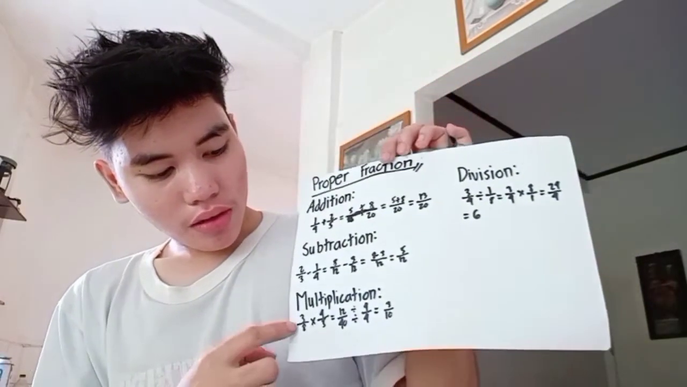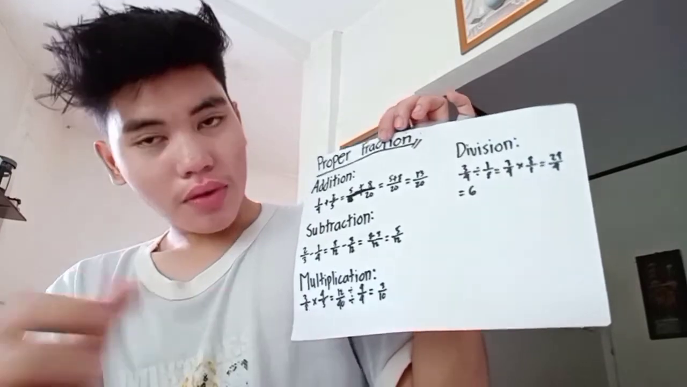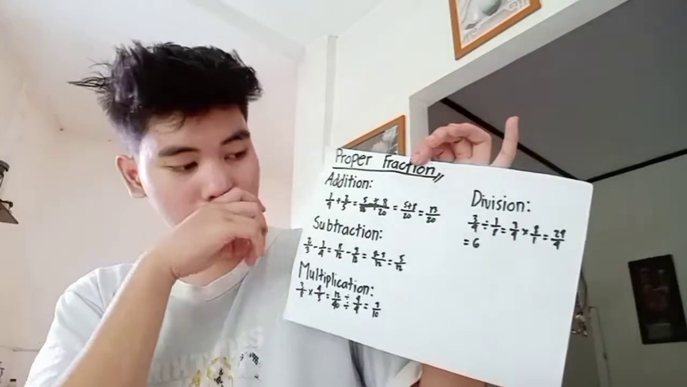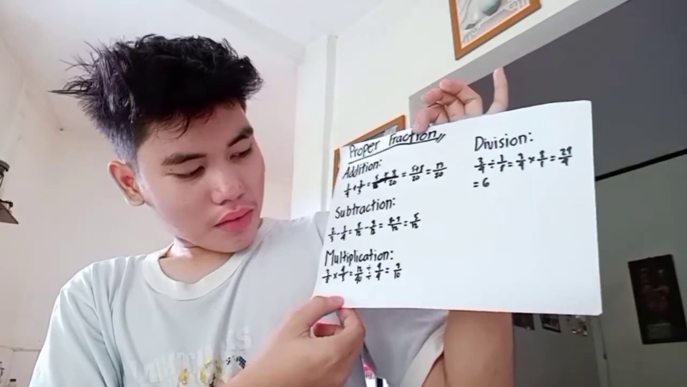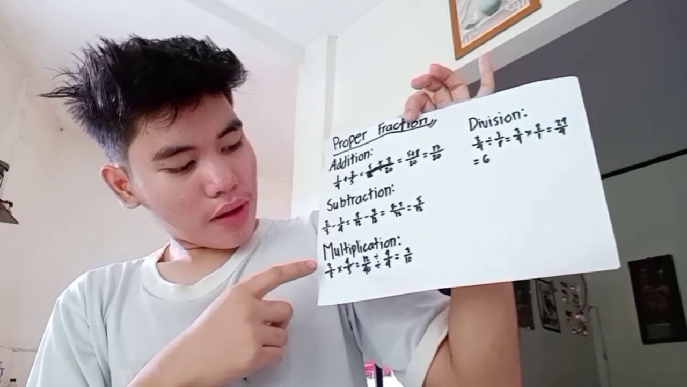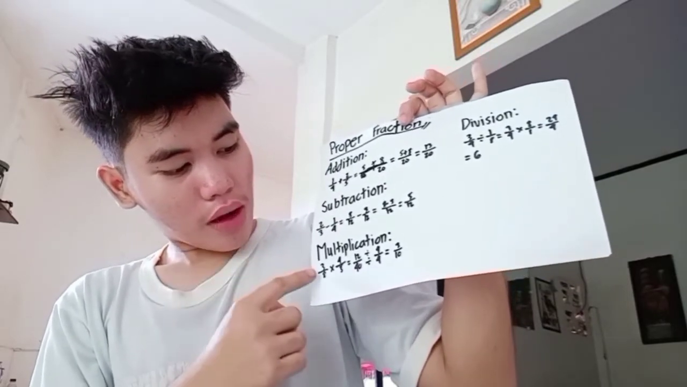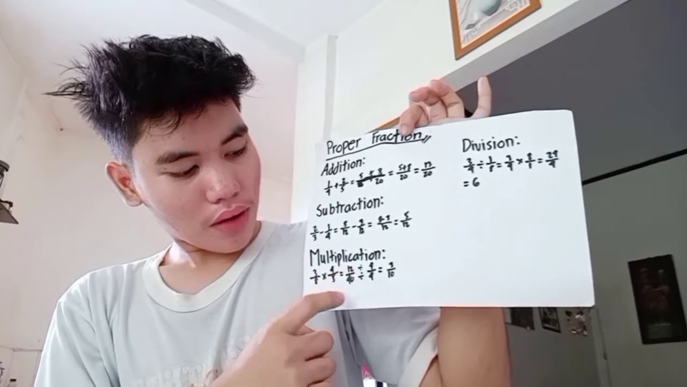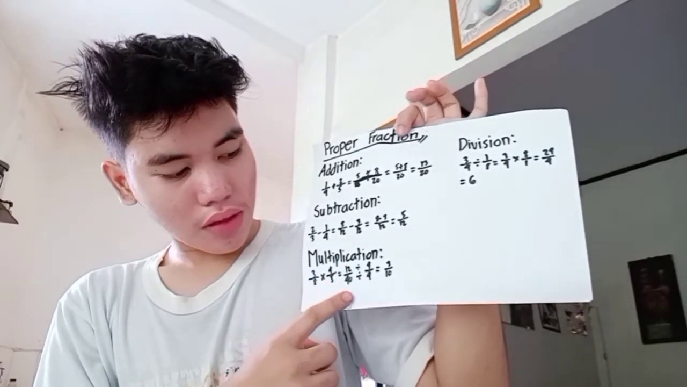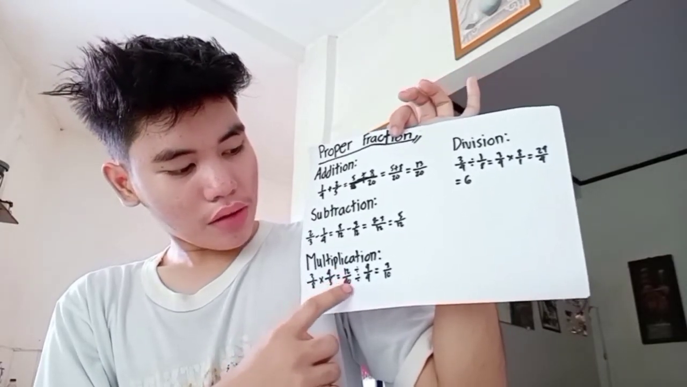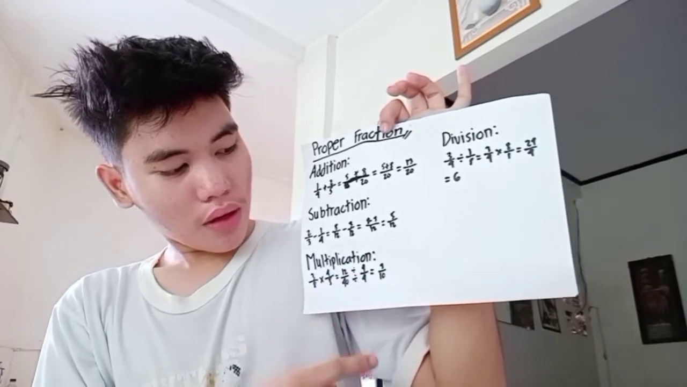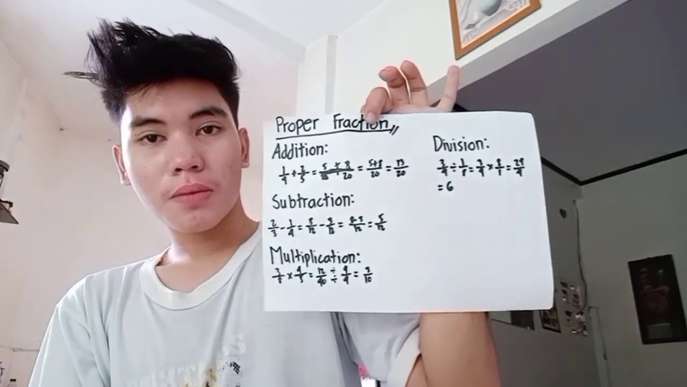For multiplication, my example is... multiplication. We will multiply 3 times 4 is equal to 12 and 8 times 5 is equal to 40. Since both can be divided by 4, we will divide them and we will get 3 over 10.